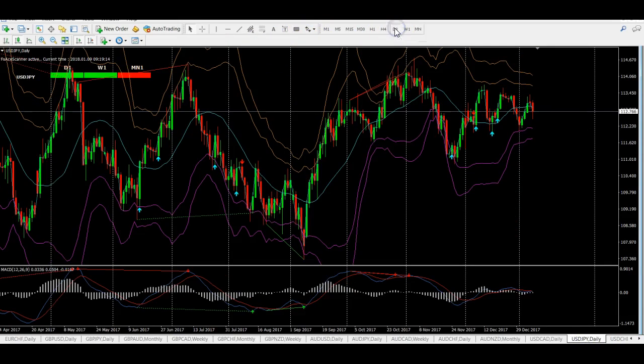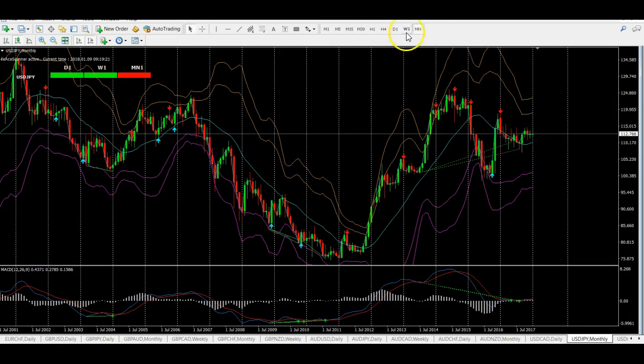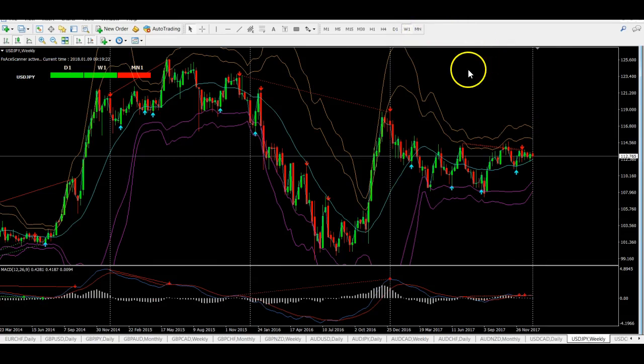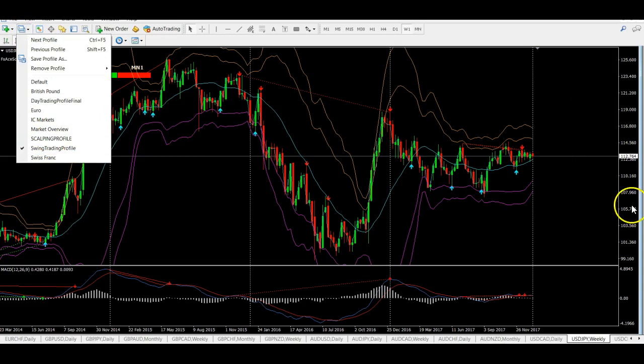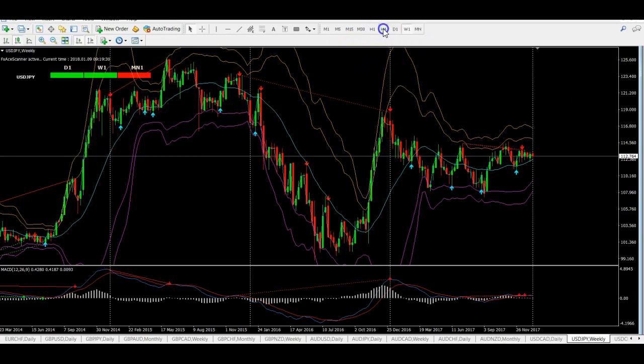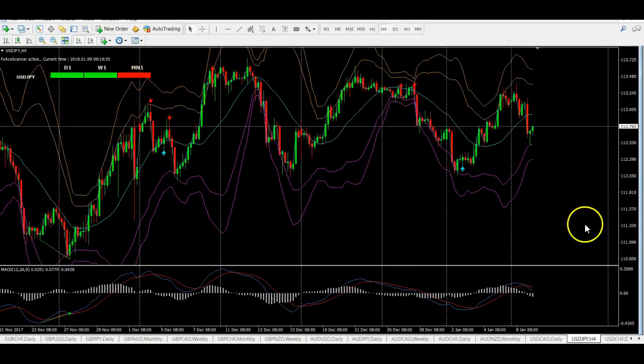USD Japanese yen, again just very choppy here. See, all last year we were just in a range. Very choppy. So if you're going to be trading this and you've got the Day Trader X system, you'd want to be using the scalping profile or the day trader profile and just trade with the short-term trend.